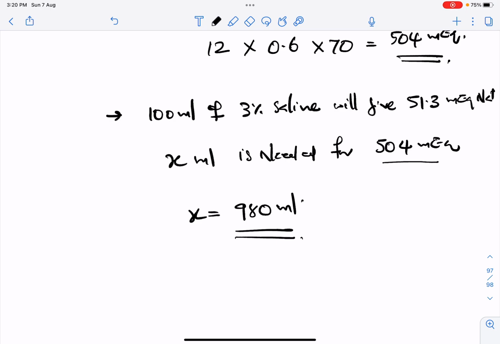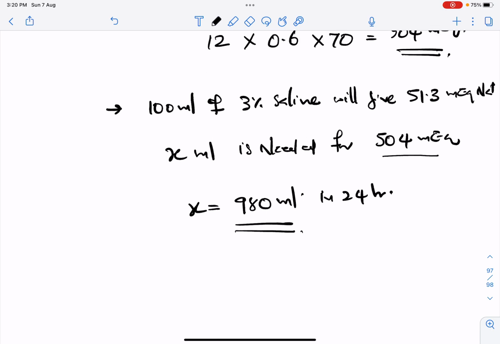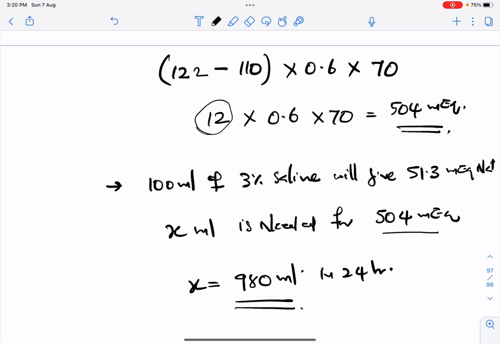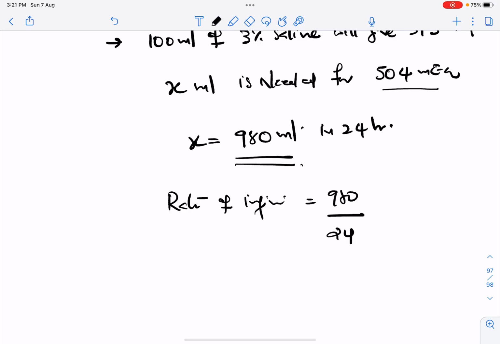So we can give 980 ml in 24 hours, because we calculated this sodium deficit by taking a correction of 12 milliequivalents in 24 hours. So we should give 980 ml in 24 hours. So the rate of infusion should be 980 divided by 24, that is 40.8 ml per hour. This is how we have to correct our hyponatremia with severe symptoms using 3% saline. I think the concept is clear.